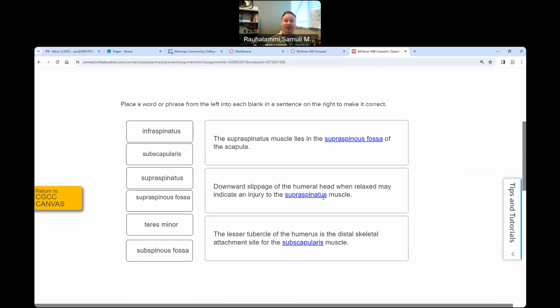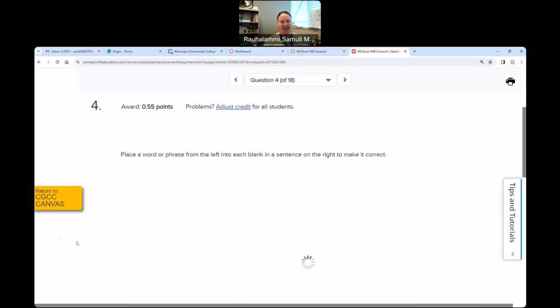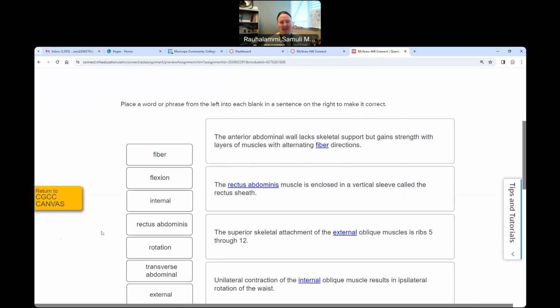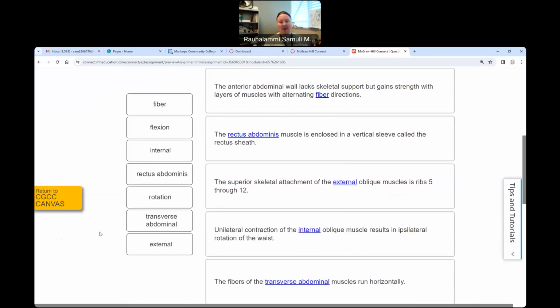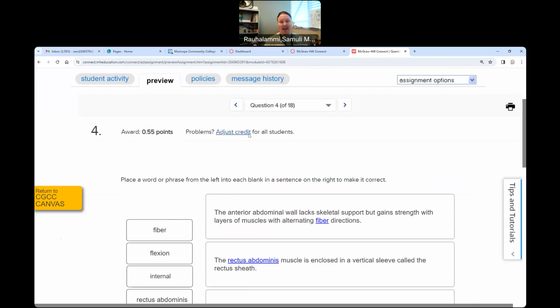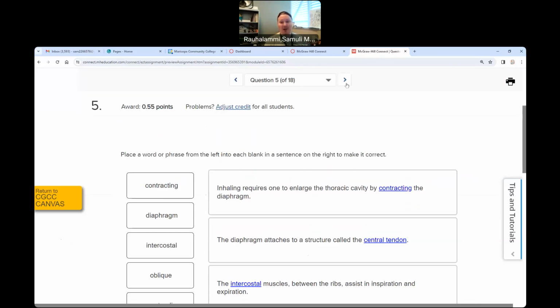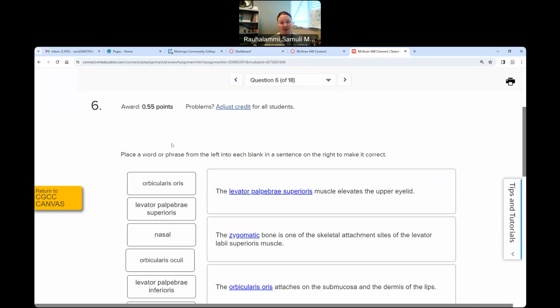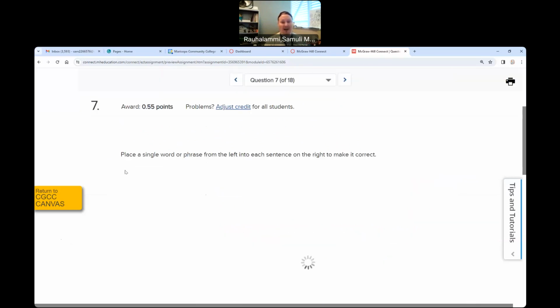We're even getting some of the pathology here. The lesser tubercle of the humerus is the distal skeletal attachment site for the subscapularis muscle. So again, learning those bones was so worthwhile as it makes your job of learning the muscles easier now. So I hope that makes more sense. We're seeing a lot more of these complete-a-sentence questions, but I also have other types of questions for you to tackle on this quiz.